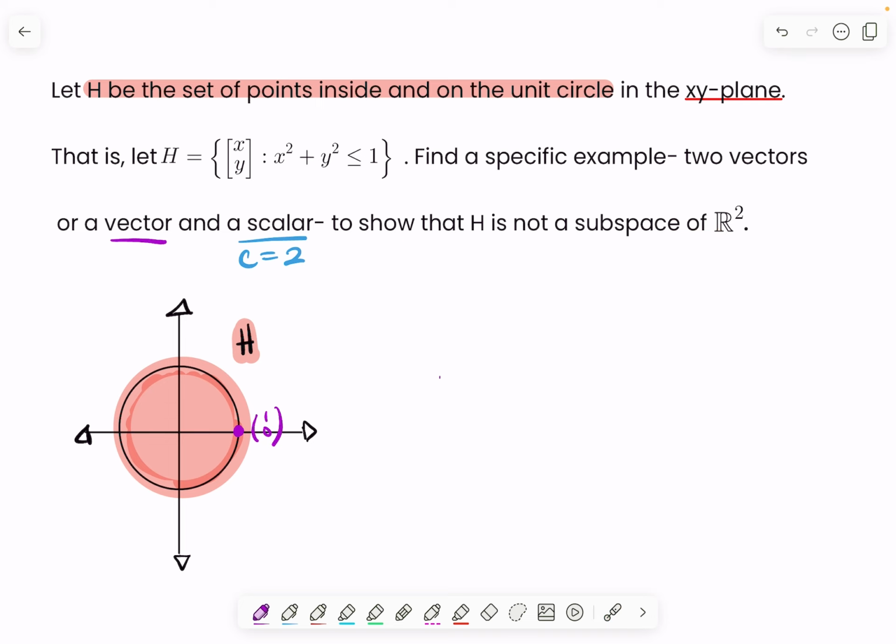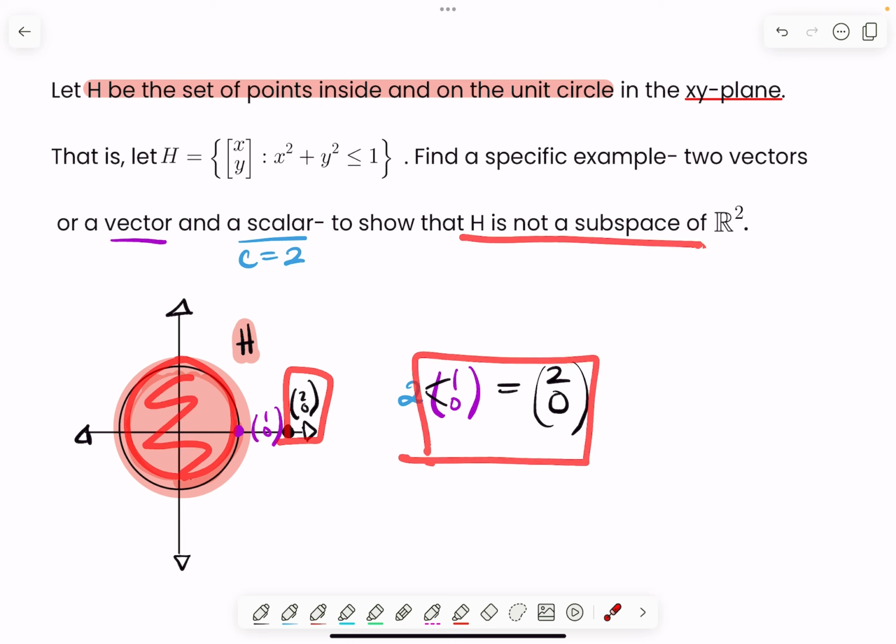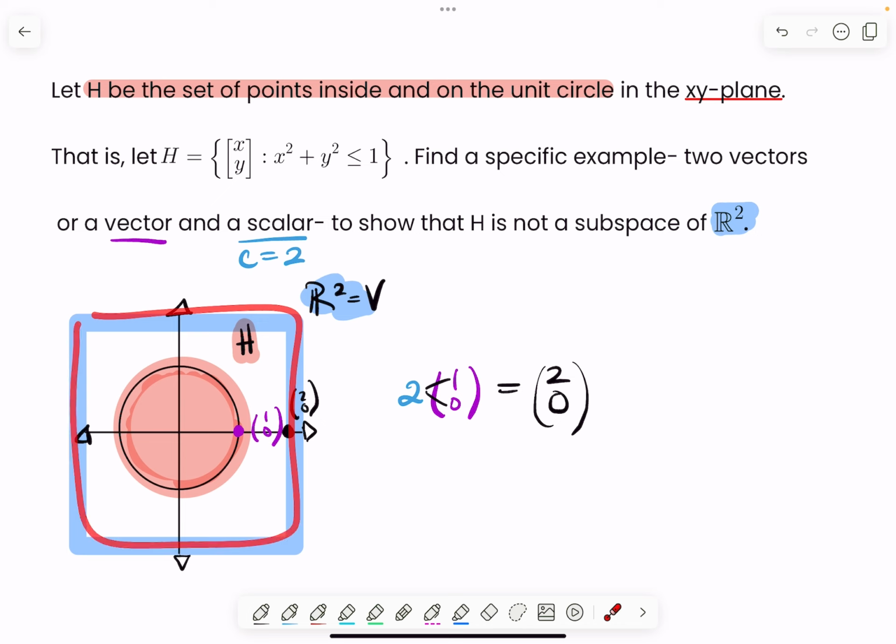So in other words, take your vector (1, 0) and scale it by 2. We know how to multiply, so this would be 2 times 1 and then 2 times 0, which gives (2, 0), and this is our resulting vector. Then you would go and plot that. X equal to 2 is going to be somewhere around here. And we can clearly see that that's not on H, nor is it inside H. And therefore, we proved that H is not a subspace of R2, our vector space, because R2 is a space of vectors or points, however you want to call it.